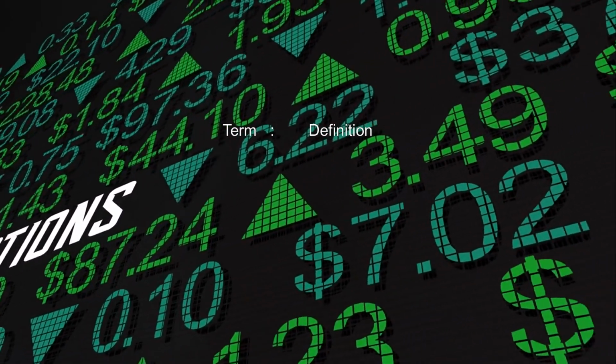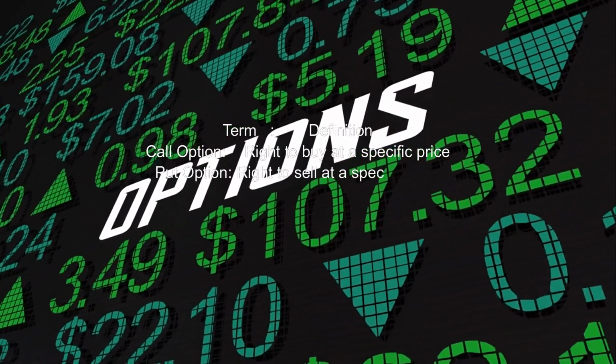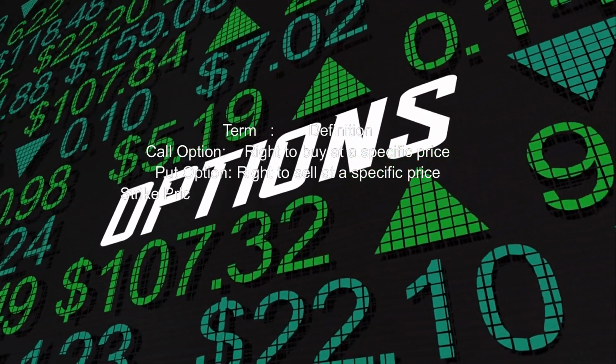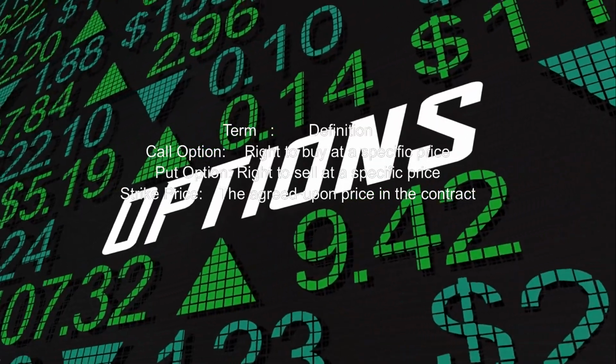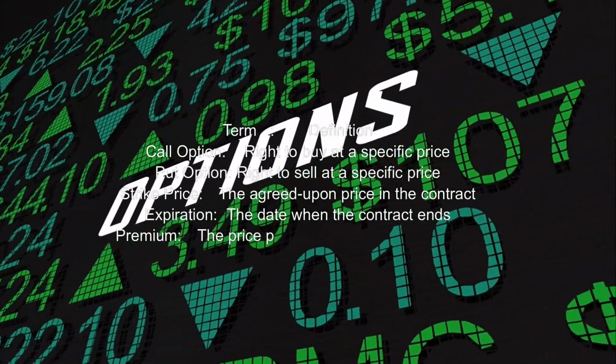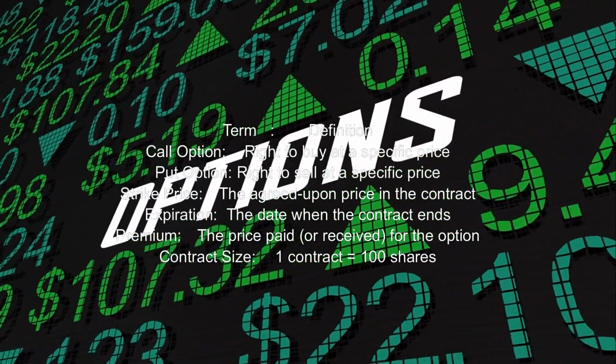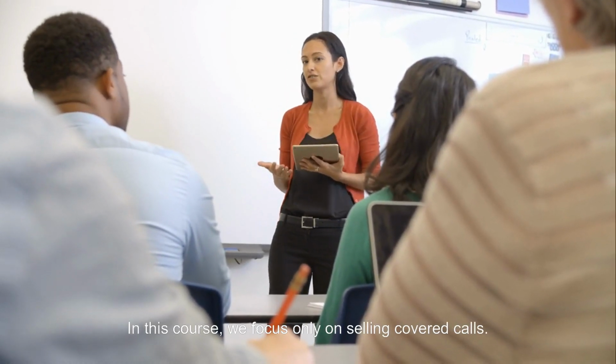Term definitions: call option, right to buy at a specific price; put option, right to sell at a specific price; strike price, the agreed upon price in the contract; expiration, the date when the contract ends; premium, the price paid or received for the option; contract size, one contract equals 100 shares. In this course, we focus only on selling covered calls.